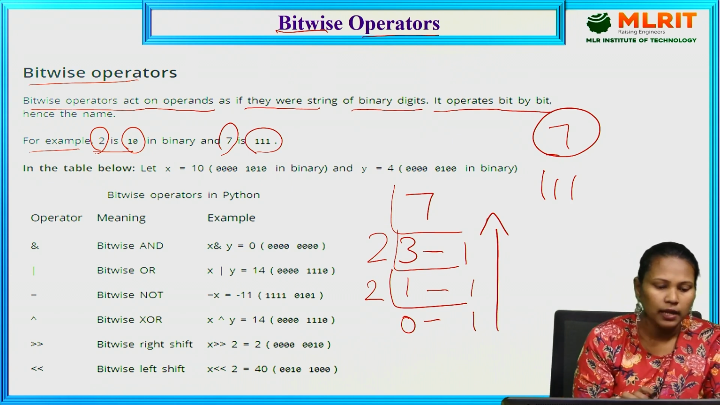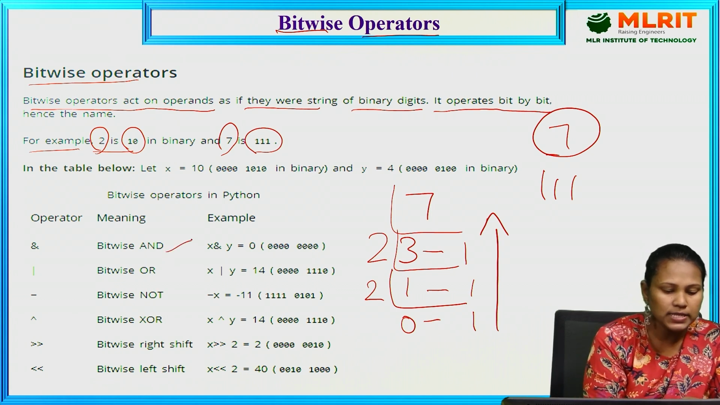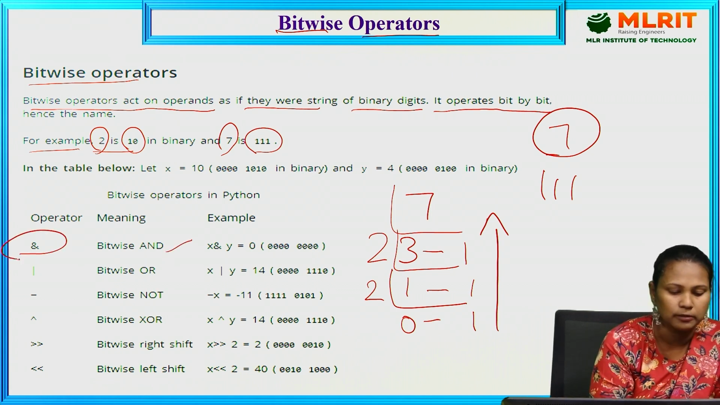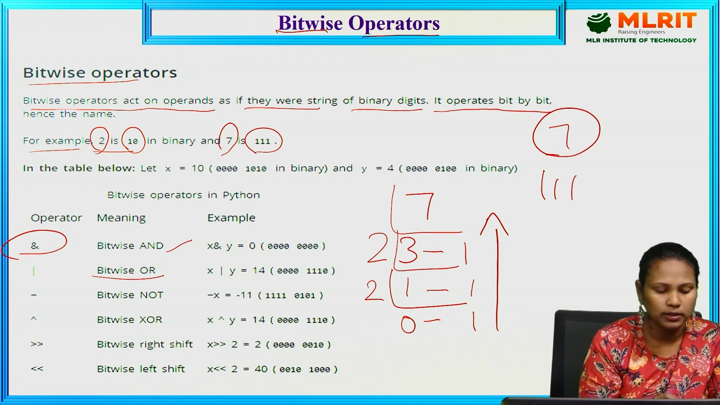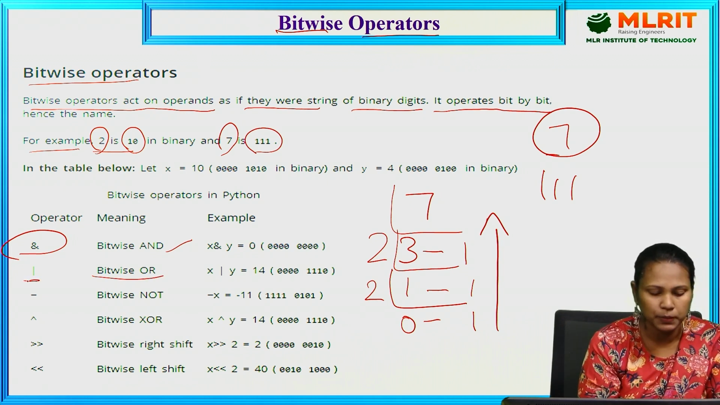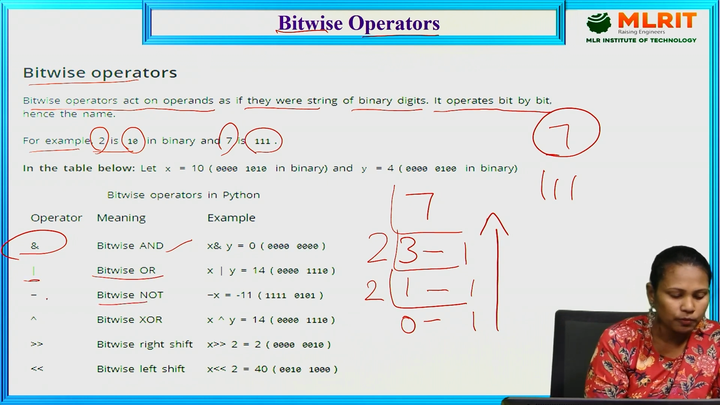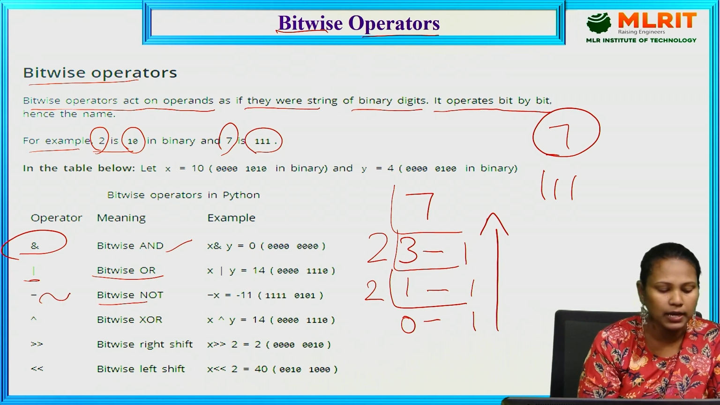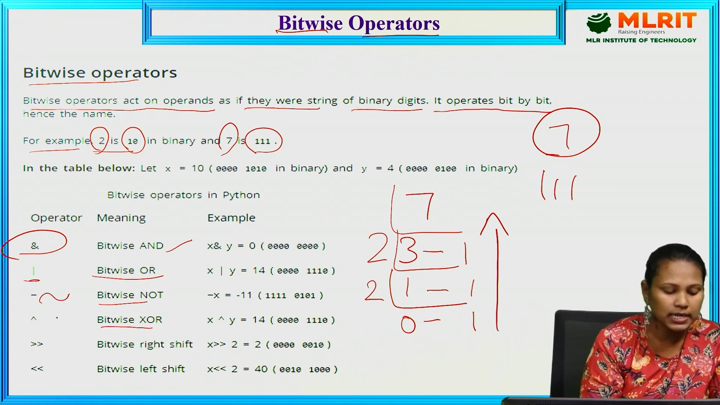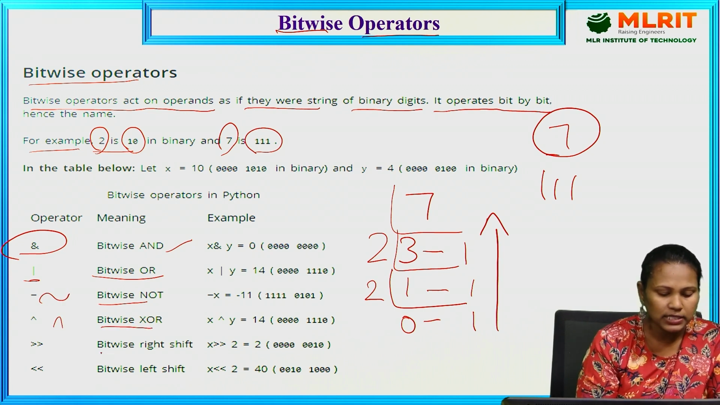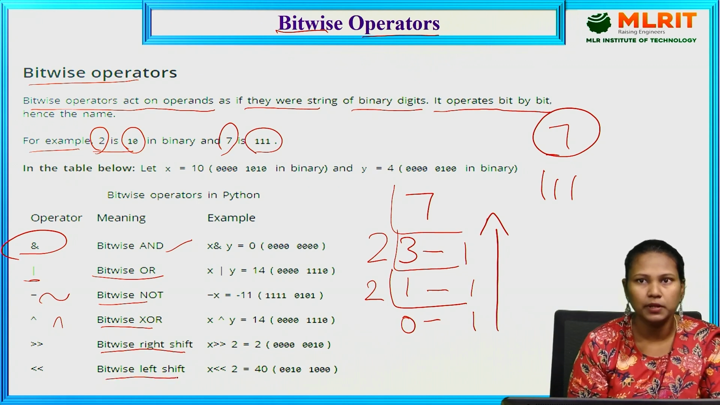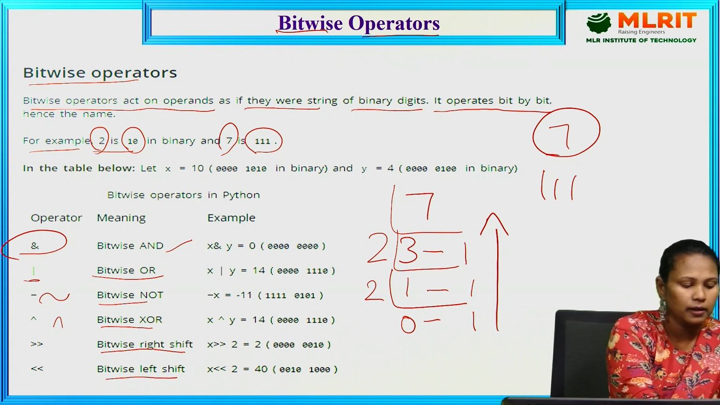Here in the bitwise operators, we have bitwise AND, represented with the AND symbol. Next, bitwise OR, represented with the pipe symbol. Bitwise NOT, represented with the negation symbol. And bitwise XOR, which is a reverse V symbol. Then bitwise right shift and bitwise left shift. We will discuss each and every one.